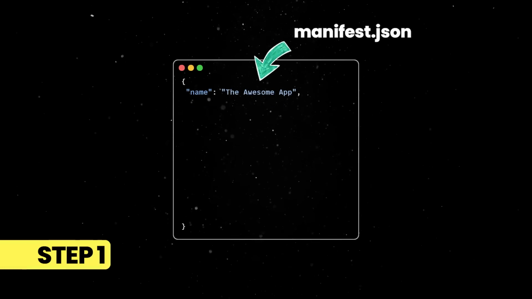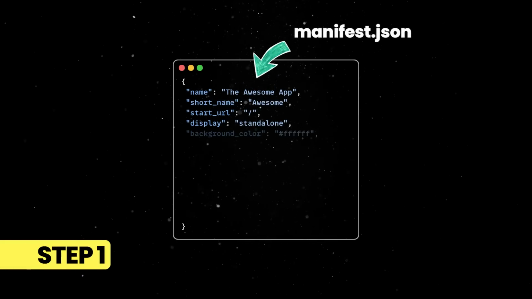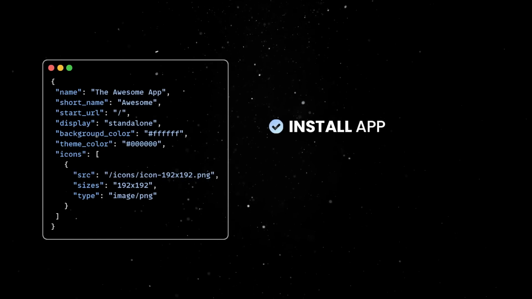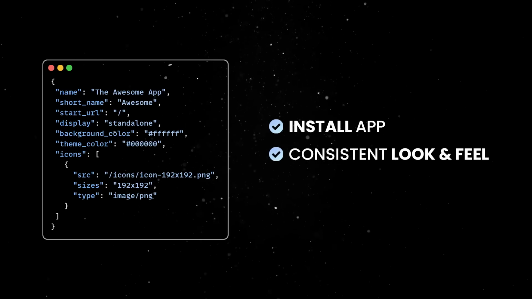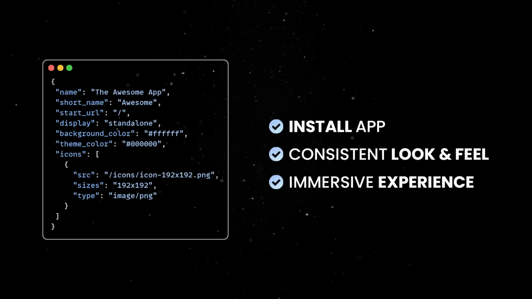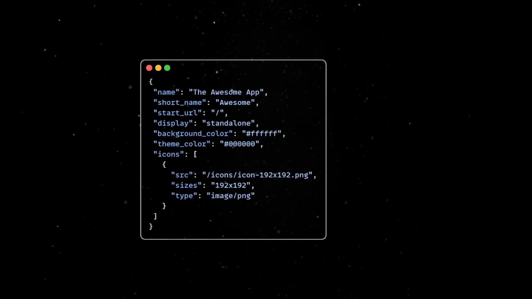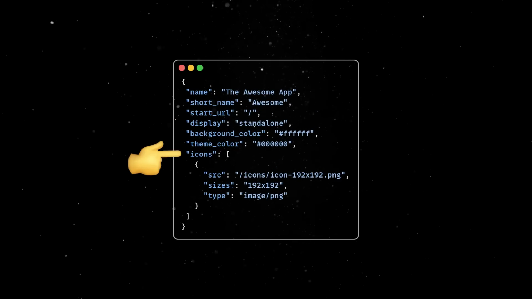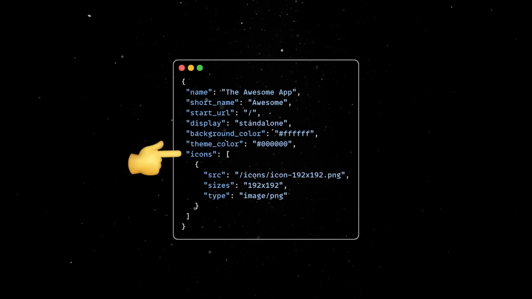First, let's create a manifest file, which is essential for providing a native app-like experience on the web. It allows users to install your app on their device's home screens, ensures a consistent look and feel, and provides a full-screen immersive experience. We'll have to define a name, the start URL, the preferred display mode, and at least one icon for the app to be installable.